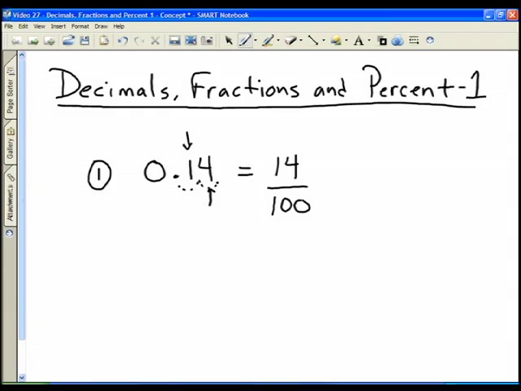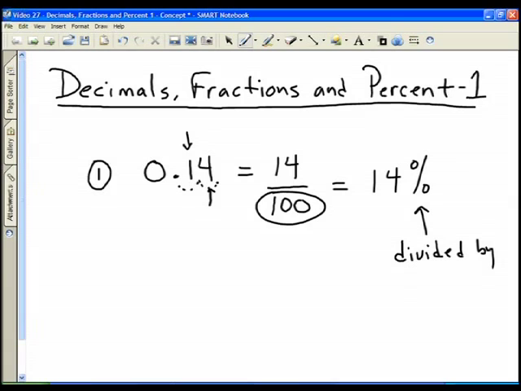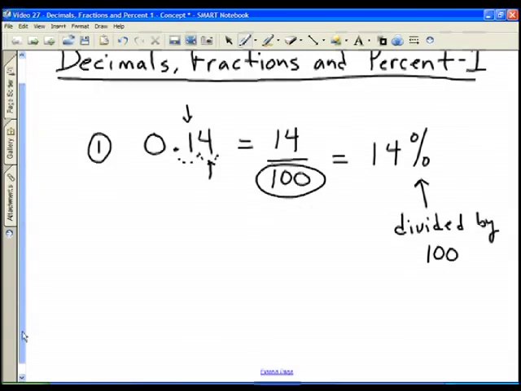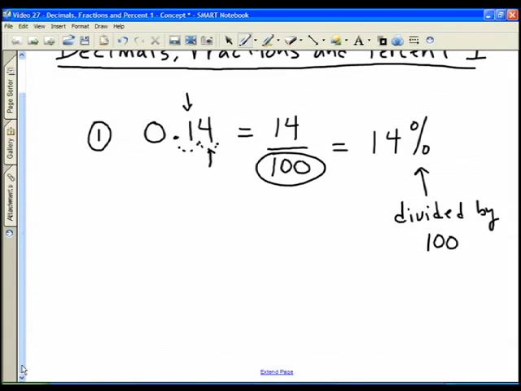And any fraction that has a denominator of 100 is really a percent. So we can say that 0.14 is equal to 14 over 100, and that is equal to 14%. So this percent really means divided by 100. And it's important to be able to work with decimals and percentage because that's often how things are calculated.